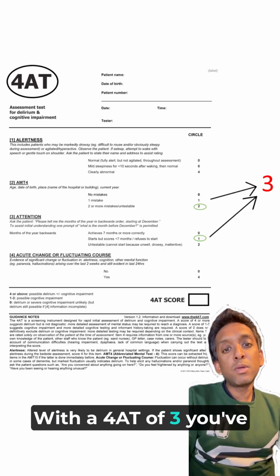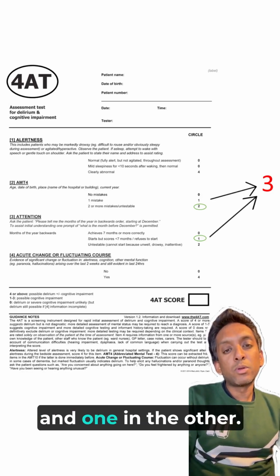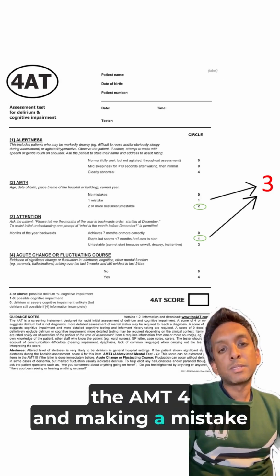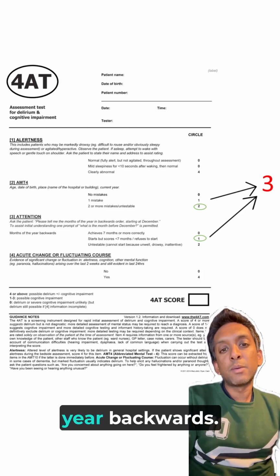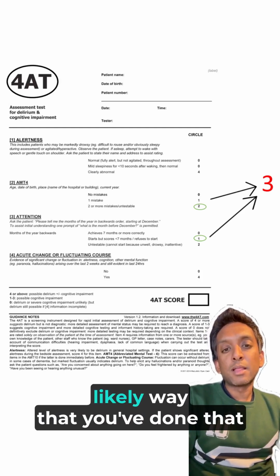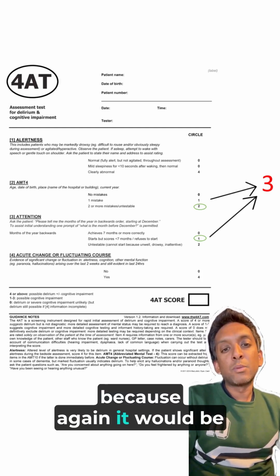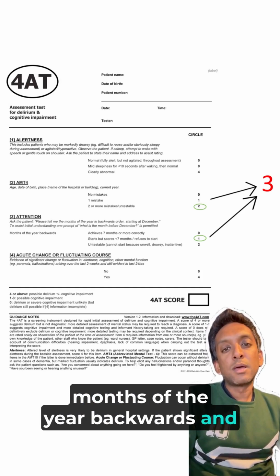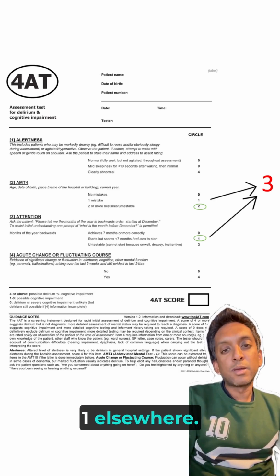With a 4AT of 3, you've scored 2 in one area and 1 in the other. So that might be 2 mistakes in the AMT4 and making a mistake in the months of the year backwards. And that's probably the most likely way that you've done that, because again, it would be unusual to be untestable for months of the year backwards and somehow only score 1 elsewhere.